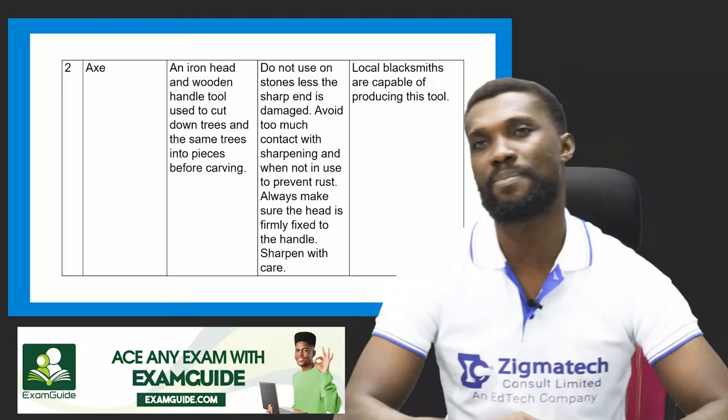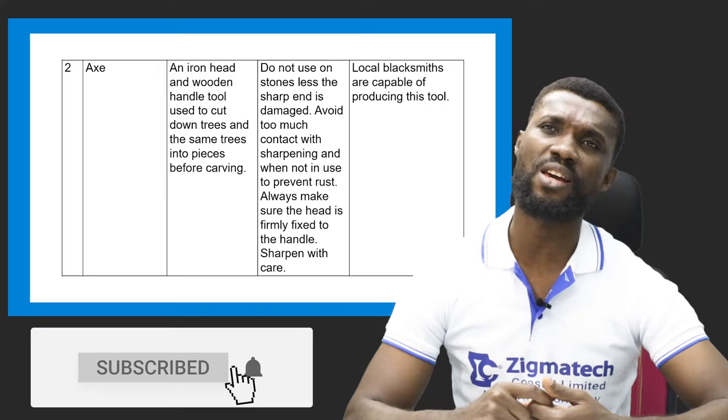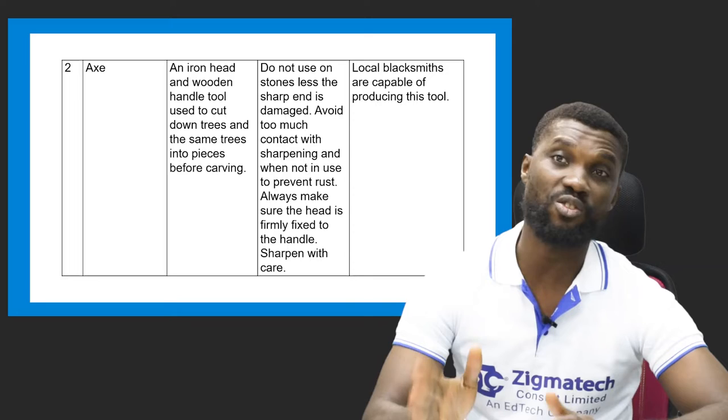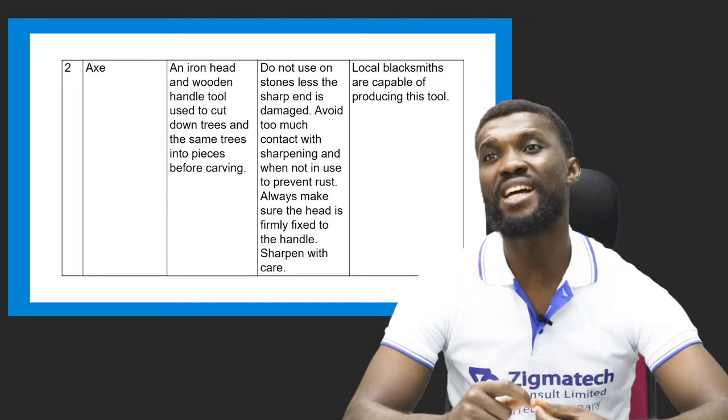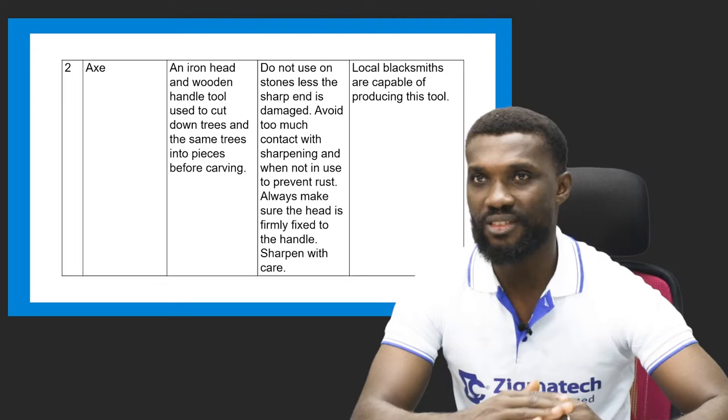Now let's look at the precautions and how to take care of this axe. Do not use it on stone, lest the sharp edge gets damaged. If you use the axe on stones, you will damage the sharp edge. Avoid too much contact with what? Sharpening. And when not in use, to prevent what? Rust. Avoid water contact. So you just avoid water contact with it.